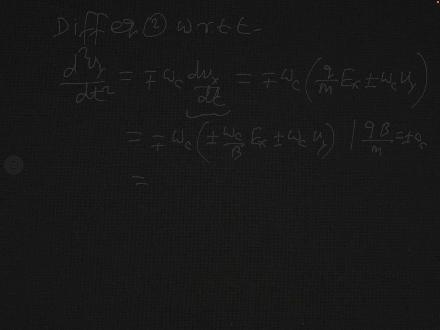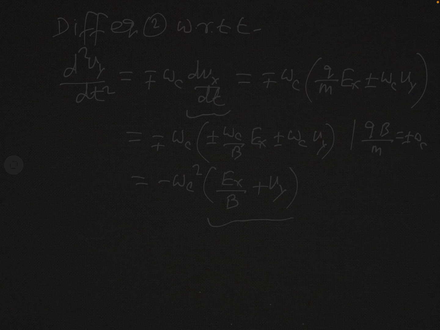Now let us take this plus minus omega c as a common factor. Then our result will be equal to what? This will be minus omega c square into Ex over B plus Vy. So now you can see one thing here, that this term Ex over B plus Vy is actually time independent.